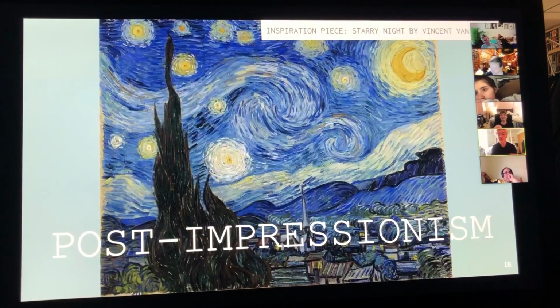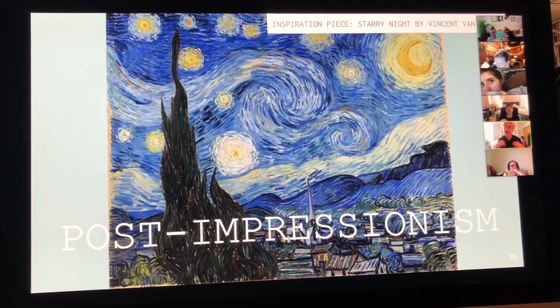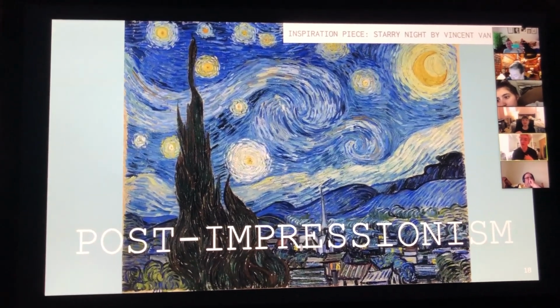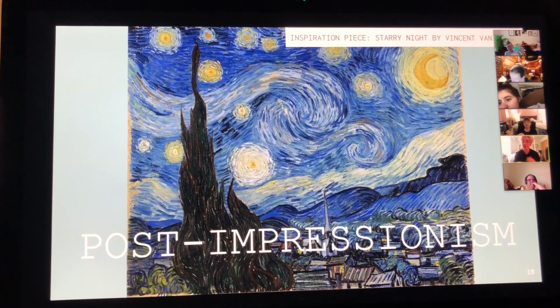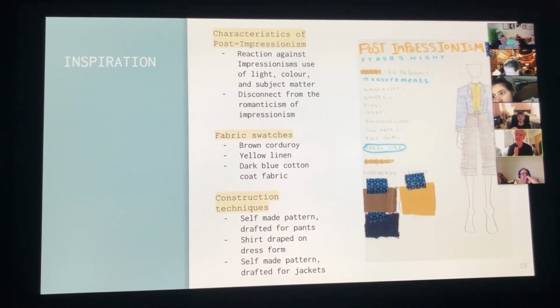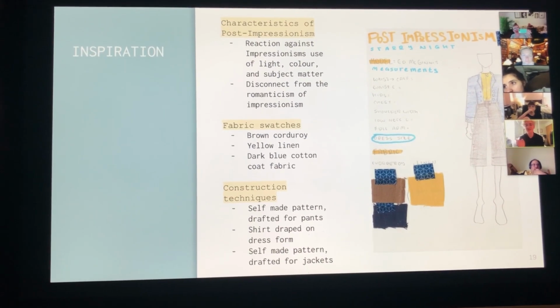Post-Impressionism, this is, you know, Vincent van Gogh. It was a period that I had a lot of trouble understanding, and I'll go into that on the next slide, but my inspiration was The Starry Night by Van Gogh. So Post-Impressionism is really difficult because it isn't actually a distinct art period. It's kind of more of a rebellion against Impressionism.